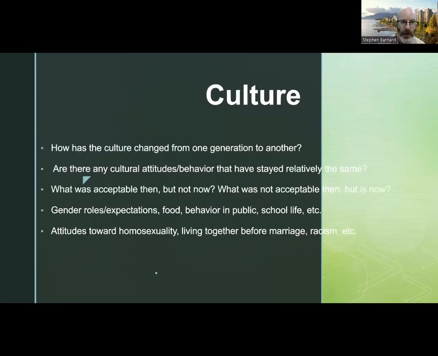Okay, culture. If you want to compare the culture of one generation to another, how has the culture changed? Are there any attitudes or behavior that have stayed the same? Or what's changed? What was acceptable then, but not now? Or what was not acceptable then, but is now? These could include things like gender roles, food, behavior in public, school life, attitudes towards homosexuality or living together before marriage, racism. Here's an easy one. Ask your parents what it was like growing up in school when teachers could still hit you. It was a very different experience.